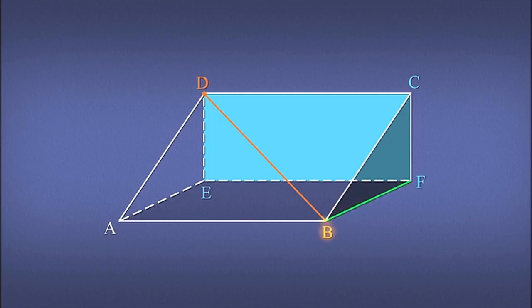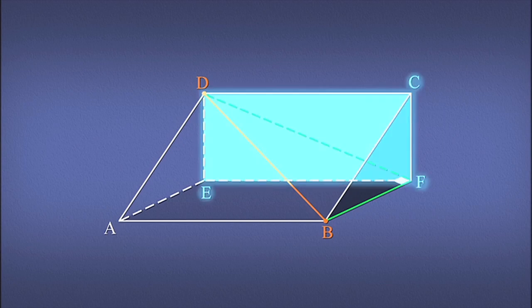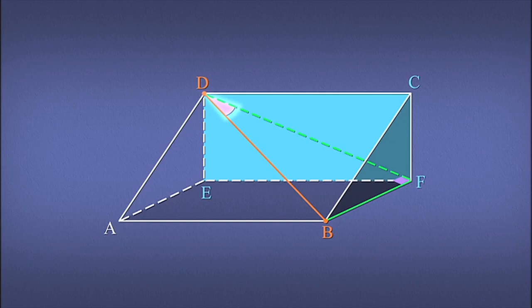A straight line from point B is constructed. It is perpendicular to the plane CDEF. Don't be mistaken, BC is not perpendicular to the plane CDEF. Yet, BF is perpendicular to the plane CDEF. DF is the projection of line BD on the plane CDEF. Angle BDF is the required angle between the straight line BD and the plane CDEF.